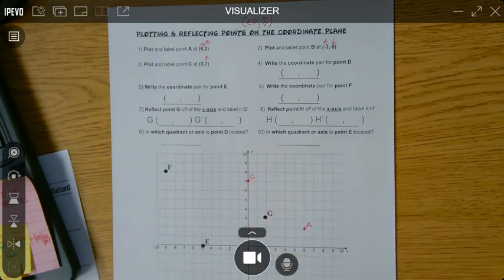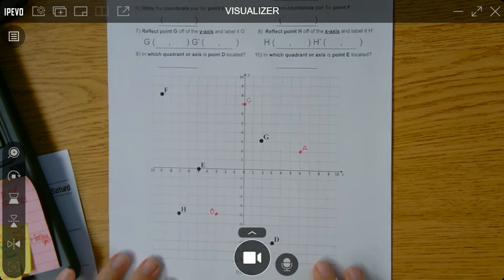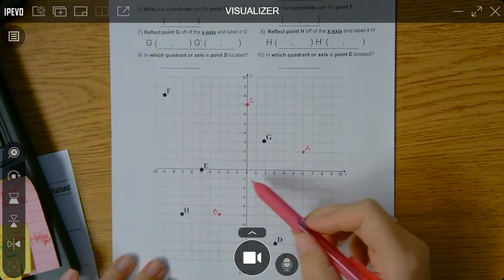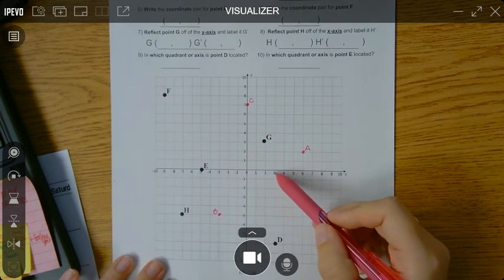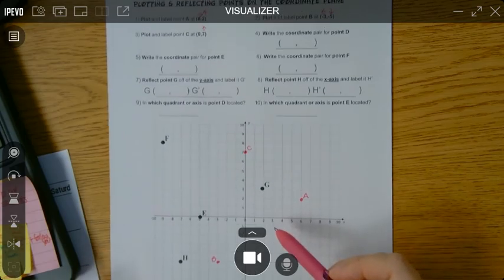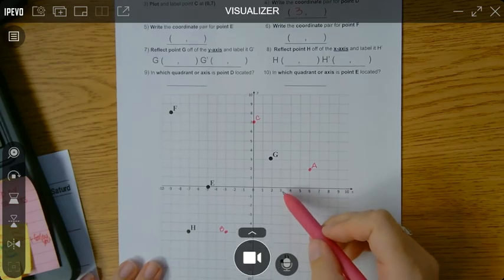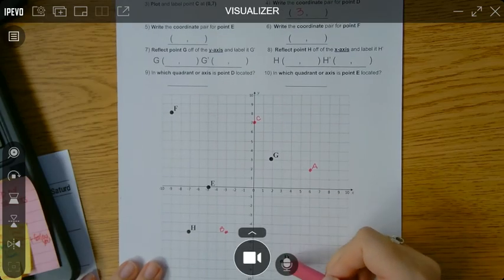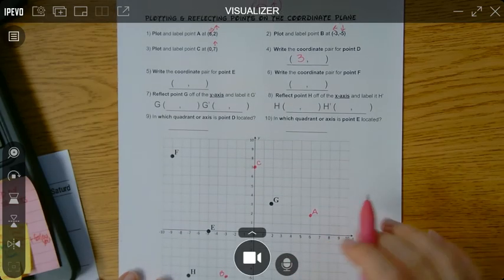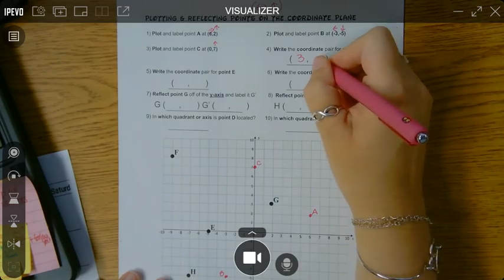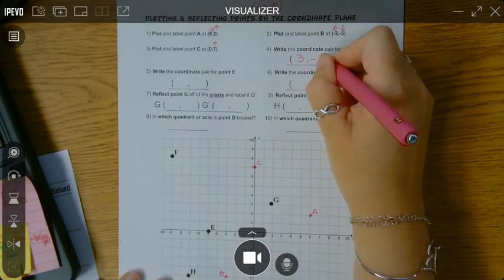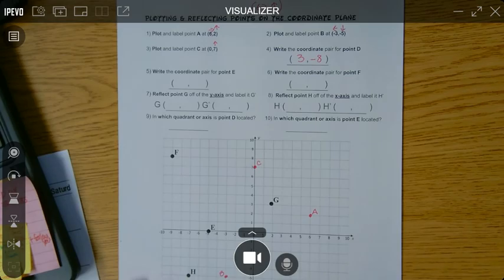Okay, the next one wants you to write the coordinate pair or coordinate point for D. So first off, you need to find D. D is down here. Okay, so that went over is the first one. How many? 3. So my first number is a 3. And then it went down, how many? 8. So my second number representing the y coordinate is -8.